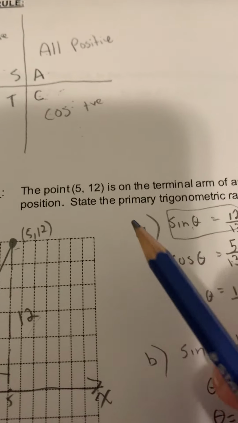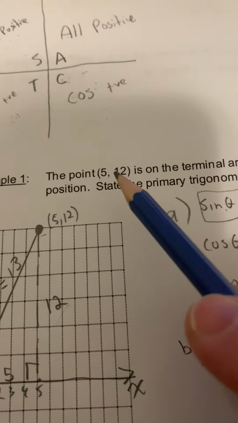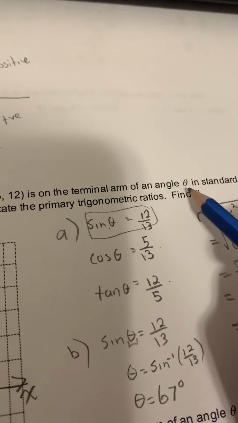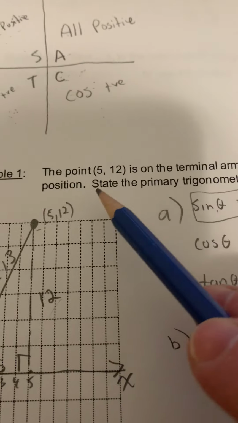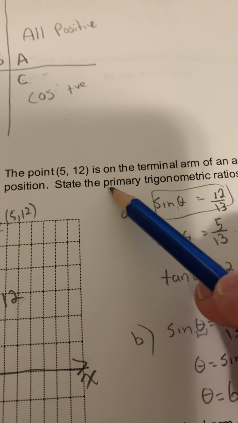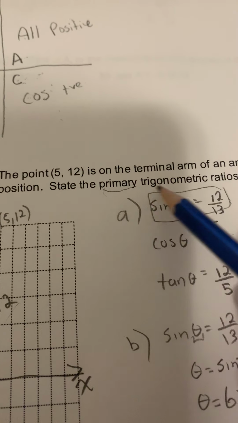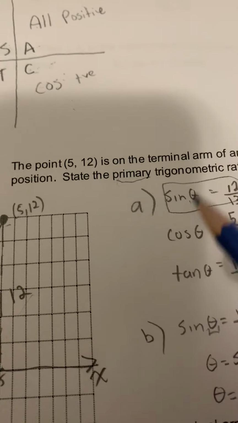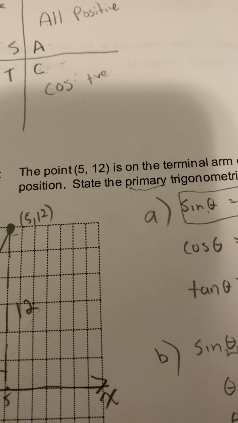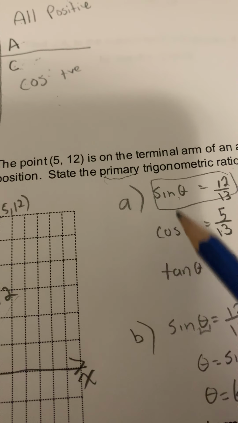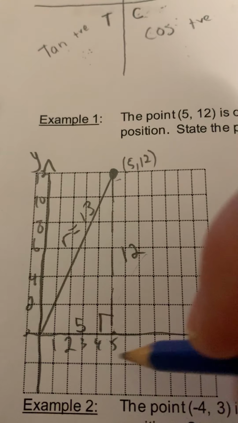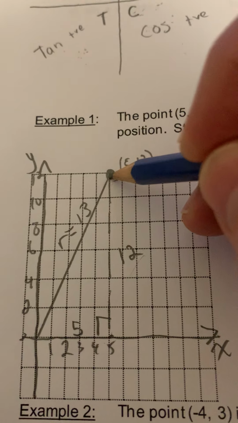Okay, so example 1: the point (5, 12) is on the terminal arm of an angle theta in standard position. State the primary trig ratios. Whenever it says primary trig ratios, they want to know the values for sine, cos, and tan. Okay, so if we draw the point (5, 12), it's up here.